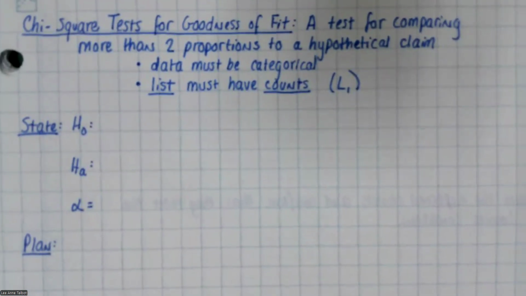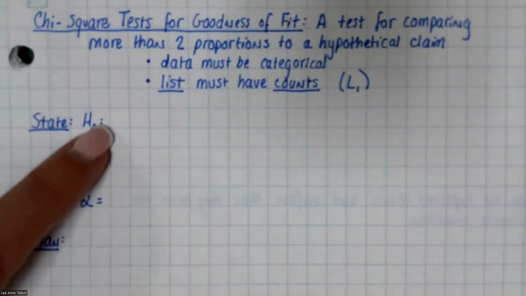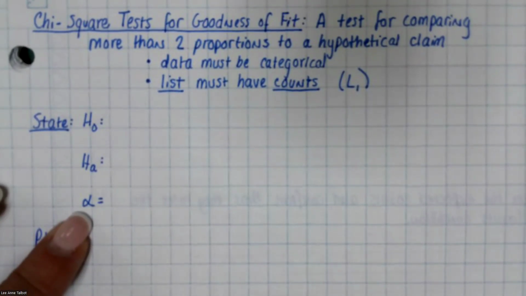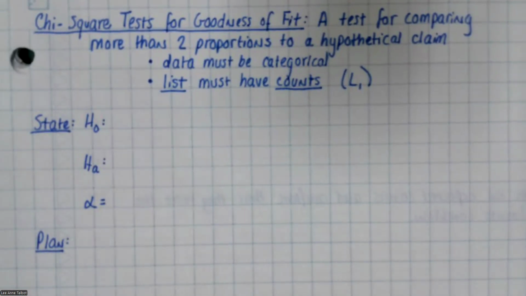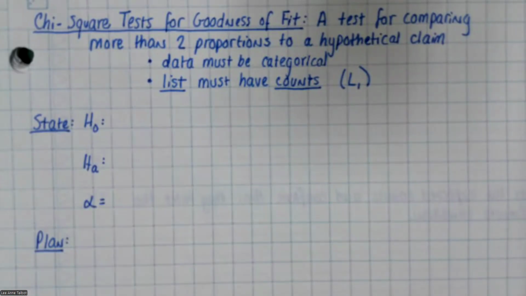Okay. The state for this whole chapter has the Ho, the Ha, and alpha, and they're all just sentences. I know. Okay. And the reason it's sentences is because if you have a lot of proportions, you're not going to say like P1 equals 0.5, P2 equals, and you could. I think in the book, sometimes it does that. It does a list of the population proportions, the claims.